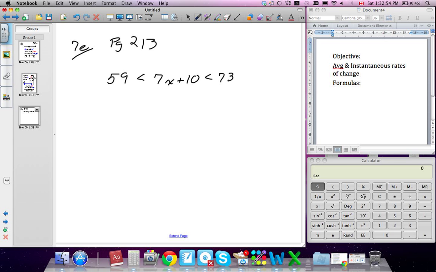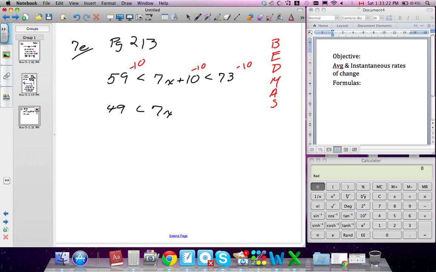So to start off, we're going to use reverse BEDMAS. Have you ever heard of that before when isolating? So instead of starting with the brackets, let's move any addition and subtraction first. We have positive 10, so let's get rid of that first. We're going to subtract 10 from all three. So we end up with 49 is less than 7x, which is less than 63.